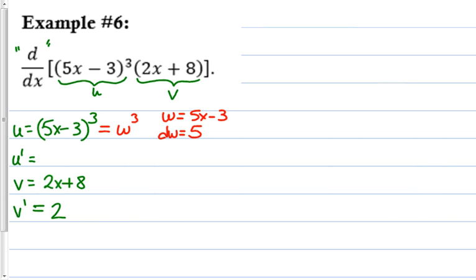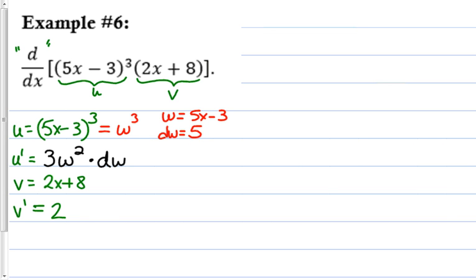So I need to derive. Okay. So u prime is going to be the derivative of the outside, which is the w cubed part. So that would be 3w squared times the derivative of the inside, which would be the dw. And I said to just write dw, maybe at first, until you get used to it.